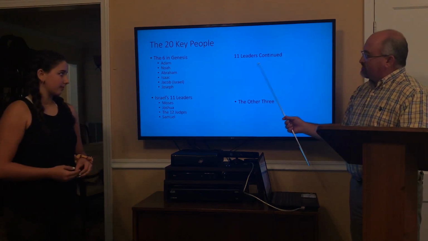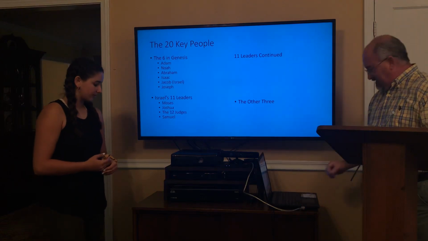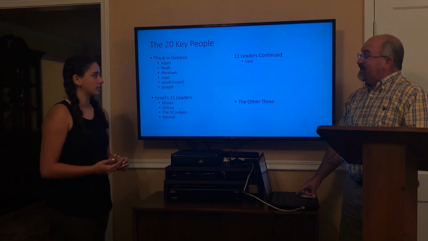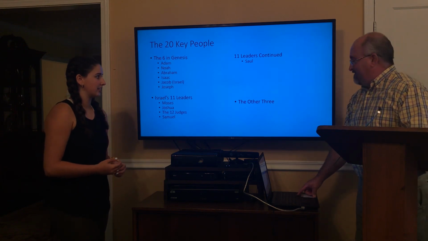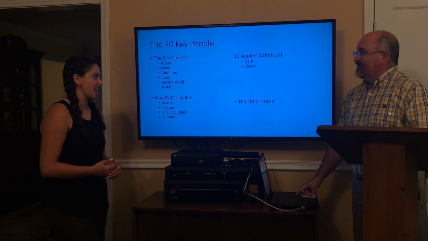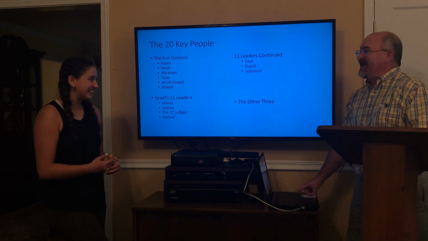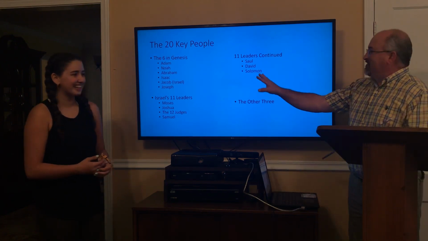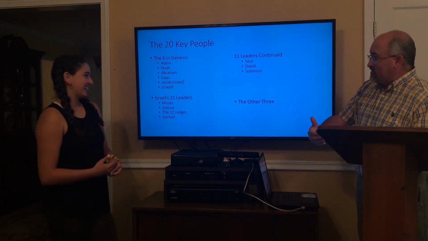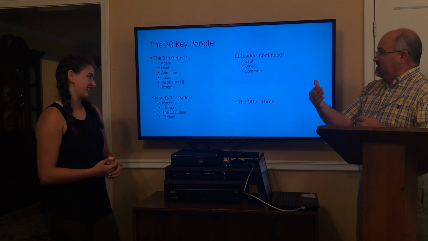Now we enter into the kingdom period when we name the rest of the leaders. Who was Israel's first king that Samuel anointed to be king? Saul. Very good. Who was the second king? David. Very good. And his son and the last king? Solomon. Very good.